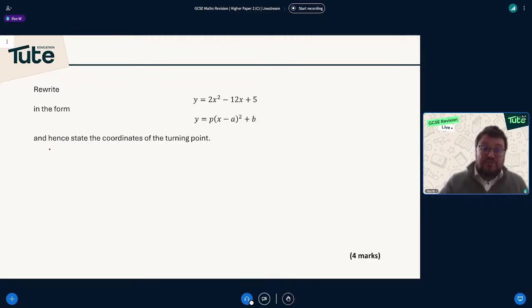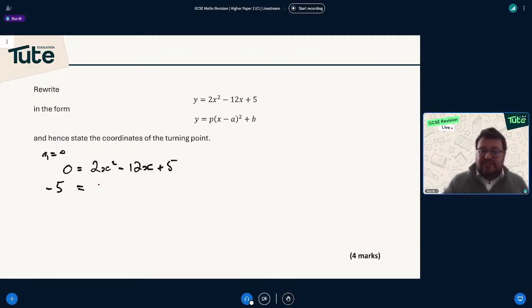So what I'm going to do is a bit of a cheat. I'm going to say that y is equal to 0. So 0 is equal to 2x squared take away 12x plus 5. It's not what you're looking for because you want it in that shape, but I'm just going to pretend. Right? Now I'm going to play about with this. I am going to get rid of that 5. I don't like it. Right?